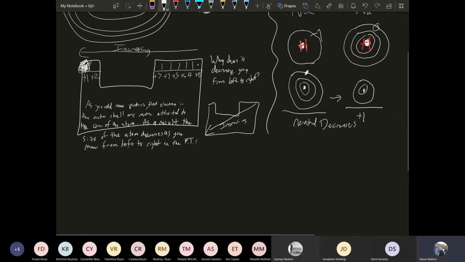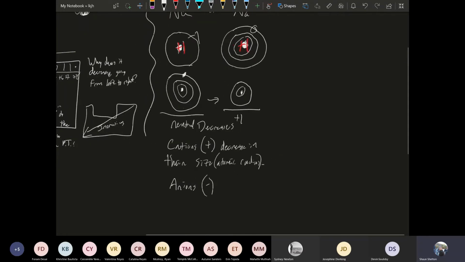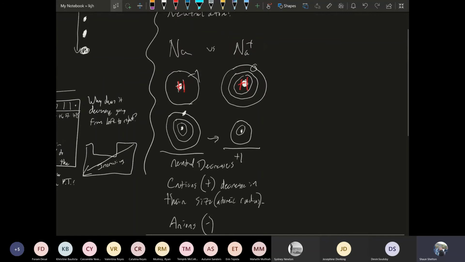All right. Now, the long story short here is that cations, remember that's a fancy word for just saying positive, cations decrease in their size, atomic radius specifically here, in their atomic radius. Now, the other one is referencing the anions. All right, so anions are negative charge. So let's look at that, and we'll fill that in just a second here, right?